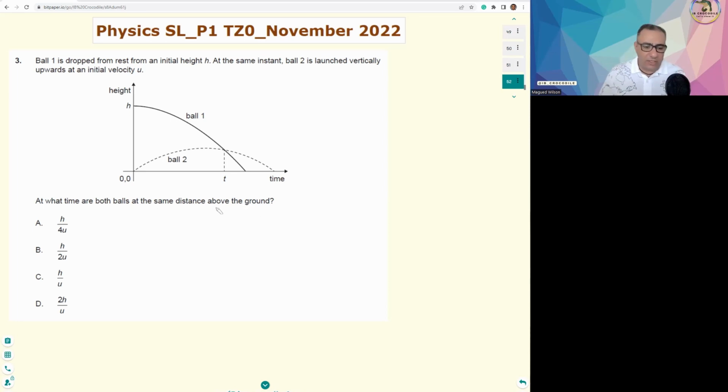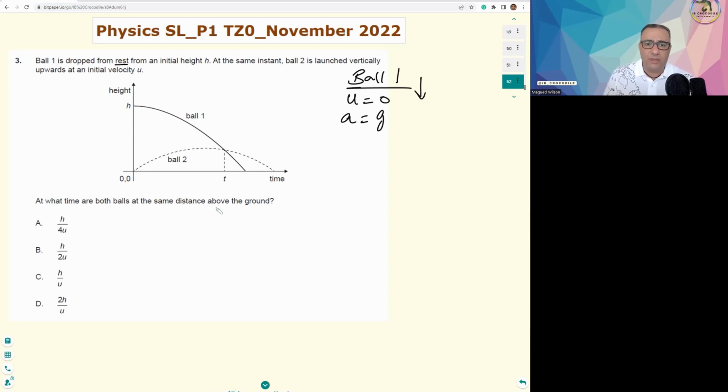Okay, so the keywords here: we have two balls. The first ball is dropped down, dropped from rest. From rest means the initial velocity is 0. So for ball 1, the initial velocity u is equal to 0, and it is going down, which means the acceleration has to be the free fall acceleration. Since it is moving down, it's going to be positive g.